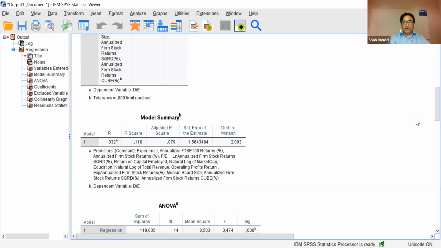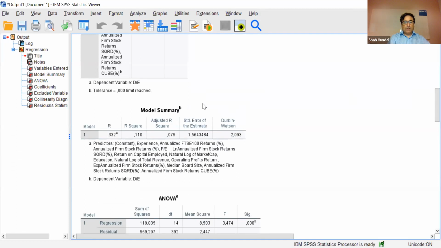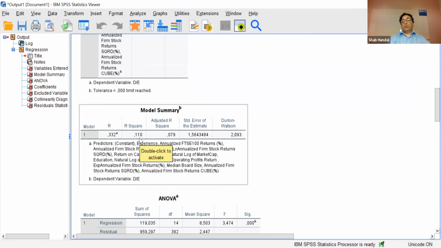See here that the model summary, first of all, shows the R square. R square shows the explanatory power of the model, and you can see that all our independent variables, X variables, put together are explaining 11% of the changes taking place in the dependent variable, debt to equity ratio. So 11% is the total. It means that there is still 89% which is beyond our comprehension, okay?